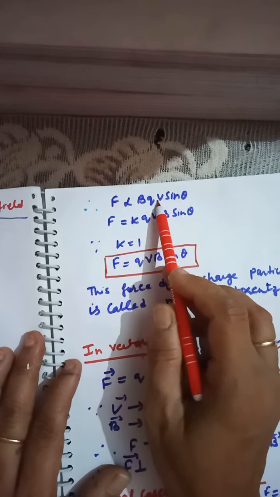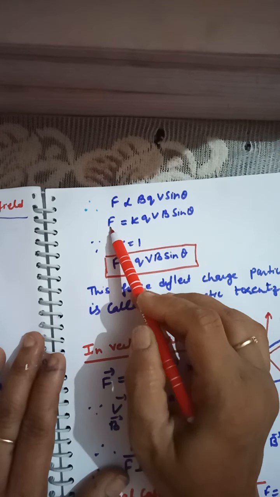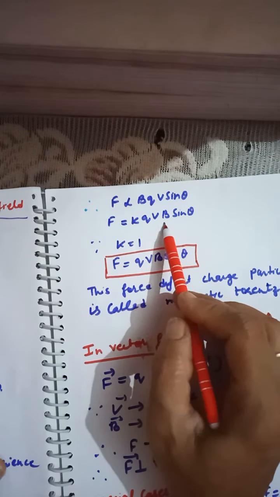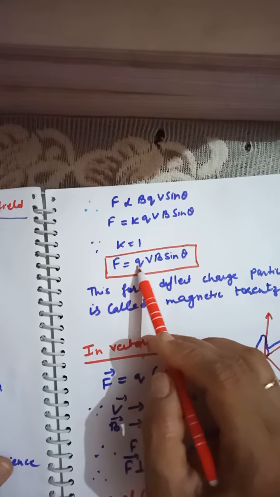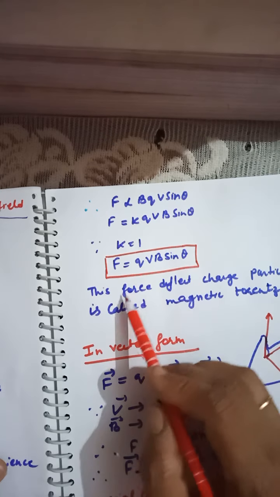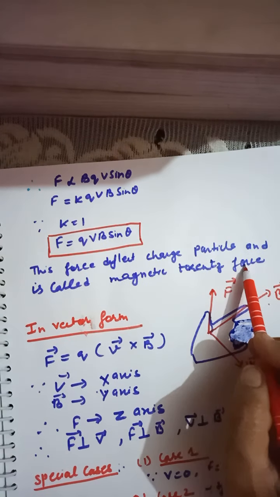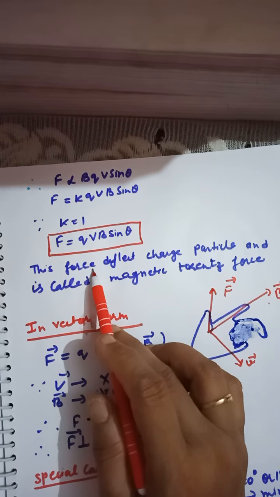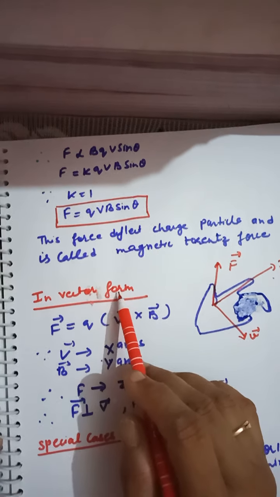On the whole, F is directly proportional to B q v sin theta. When you remove the proportionality sign, a constant comes into the expression. If we suppose this constant is equal to 1, then F is equal to q v B sin theta. This force deflects the charged particle, and it is called the magnetic Lorentz force, because Lorentz is the scientist who discovered this phenomenon.